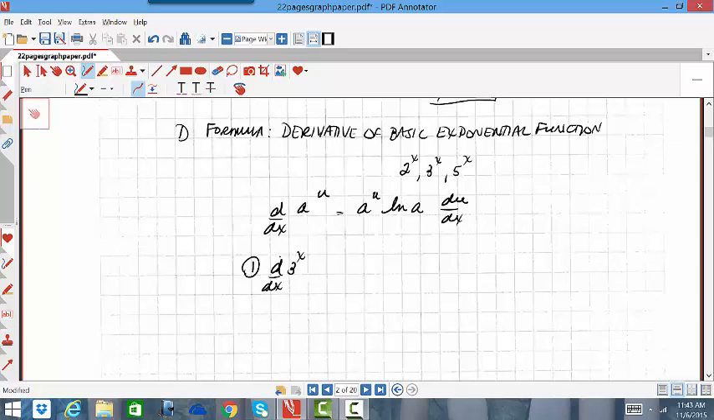Now realize 3 to the x is not the same as x cubed. They're very different. The exponent is where the variable is, and that's why we have to have a new formula for taking this derivative. So comparing it to the formula above, in other words, our a is 3 and our u is x. So when we take the derivative using this formula, it's just going to be 3 to the x, then the natural log of 3, and then the derivative of the exponent, which is just 1. So the answer is simply 3 to the power of x, natural log of 3.